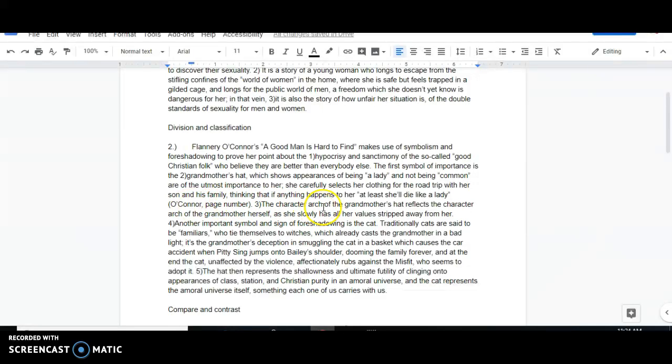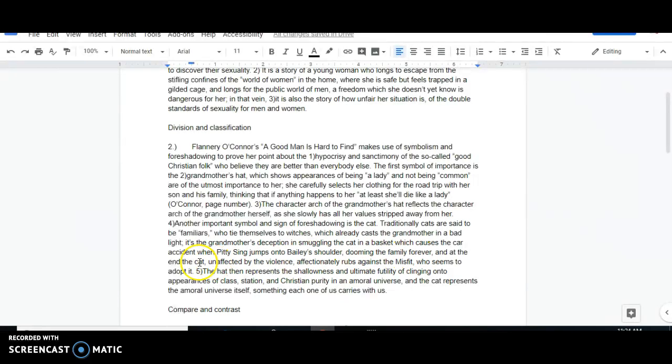The character arc of the grandmother's hat reflects the character arc of the grandmother herself, as she slowly has all her values stripped away from her. Another important symbol and sign of foreshadowing is the cat. Traditionally, cats are said to be familiars who tie themselves to witches, which already casts the grandmother in a bad light, as does her deception in smuggling the cat in a basket, which causes the car accident when Pitty Sing jumps onto Bailey's shoulder, dooming the family forever.